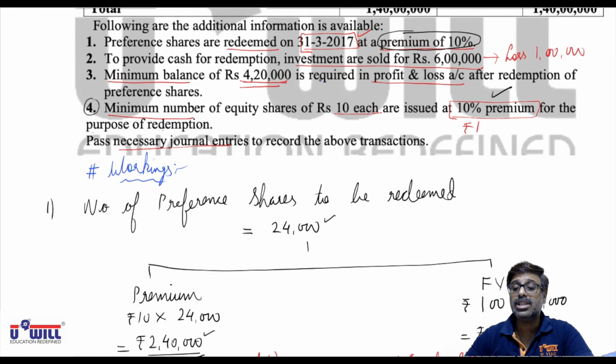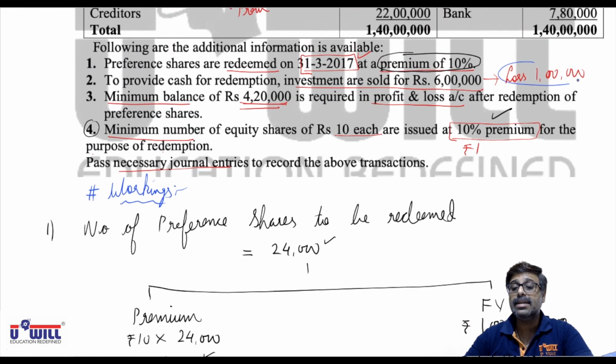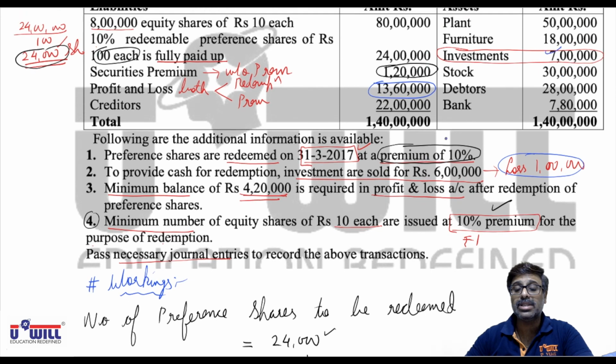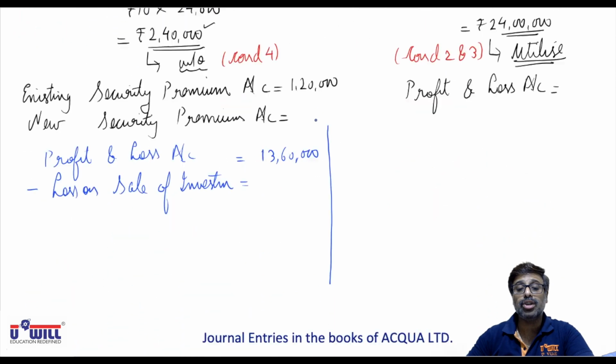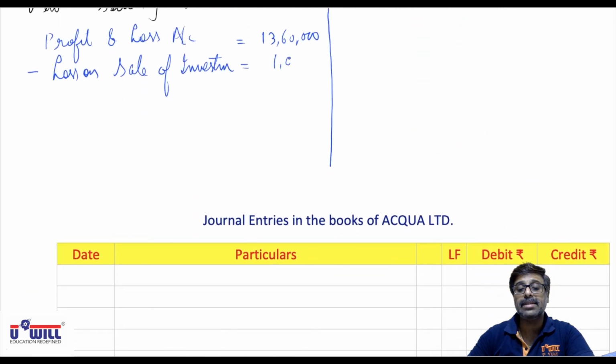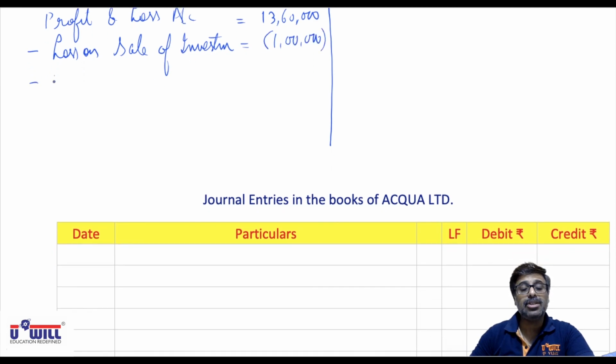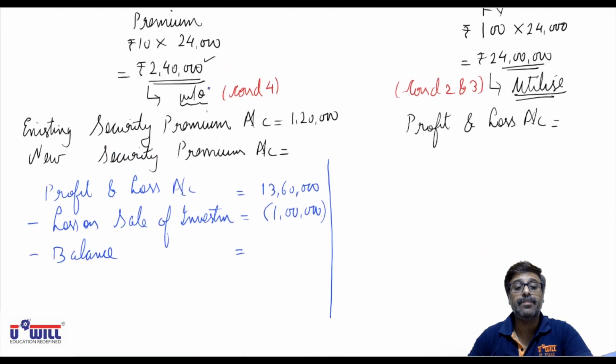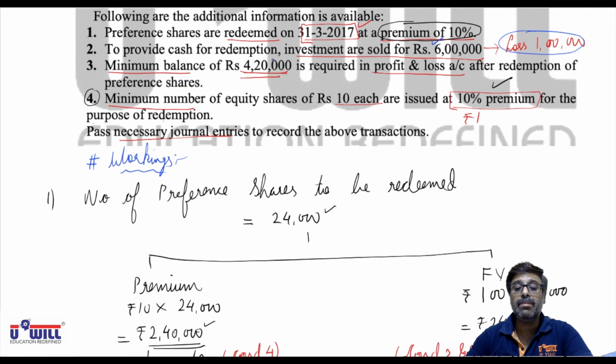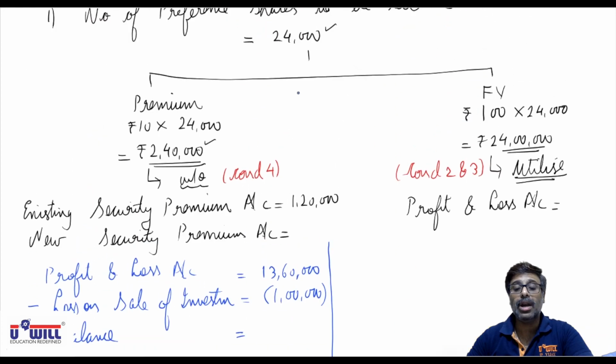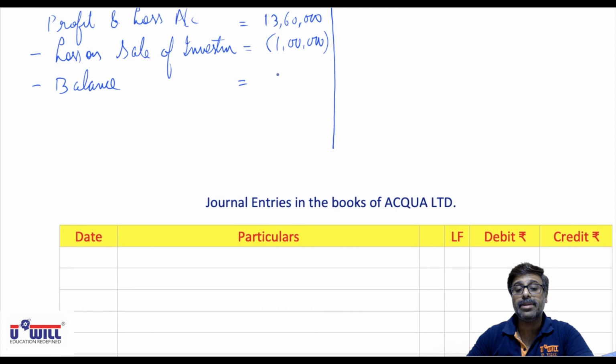All of you can see in adjustment 2 there is a loss of 1 lakh. 7 lakh of investments are sold for 6 lakhs, so there is a loss of 1 lakh that we will minus. And further, what is the balance to be kept in profit and loss account as per adjustment 3? We have to maintain minimum 4,20,000 in P&L account even after redemption. So 4,20,000 of balance is to be kept.